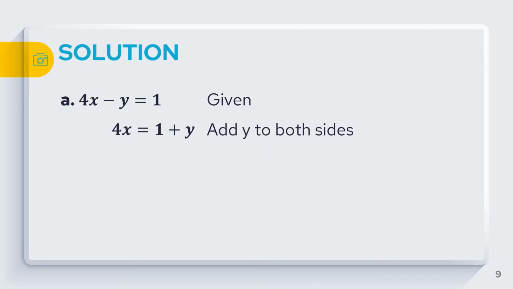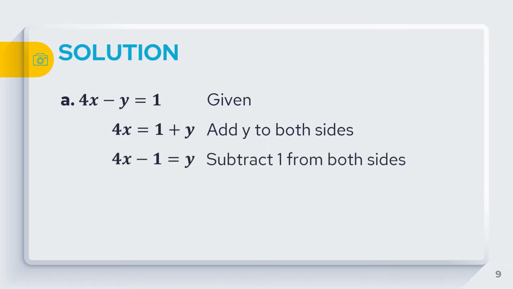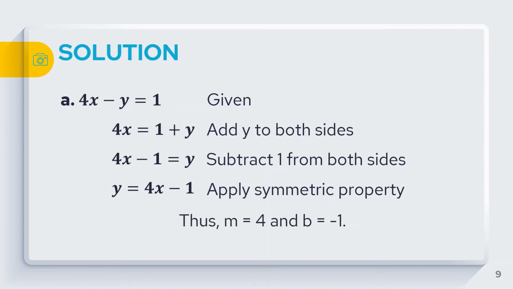Once we add it, negative y will be cancelled and the remaining on the left side will be the 4x, and on the right side it will become 1 + y. Next is to subtract 1 from both sides, so it will become 4x - 1 = y. Now applying the symmetric property of equality, your equation now is y = 4x - 1. Thus, the value of m is equal to 4 and the value of b is equal to -1.